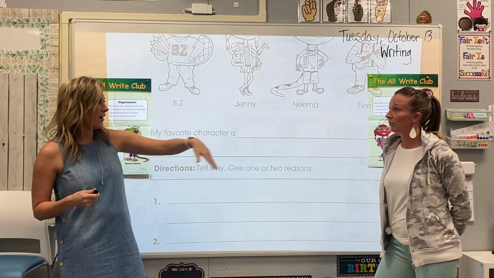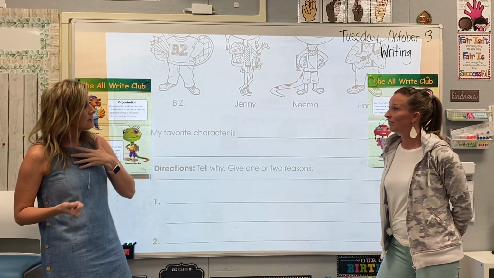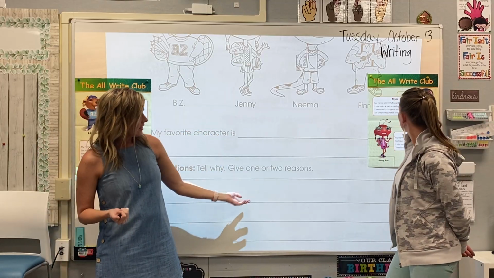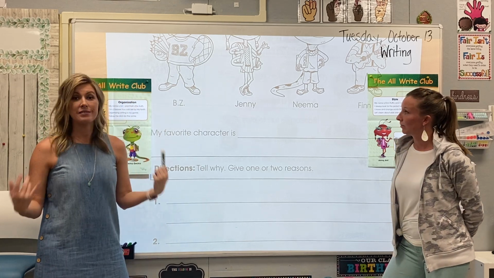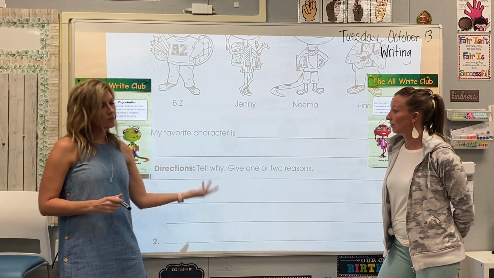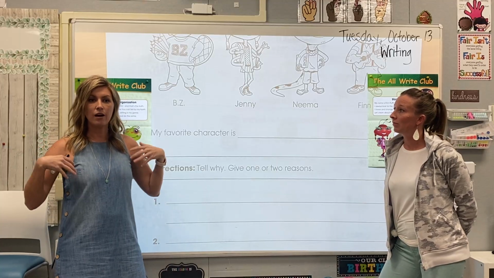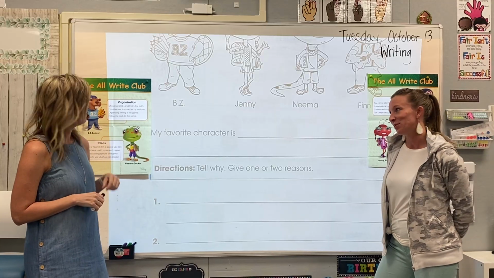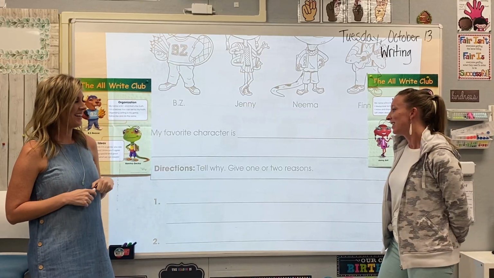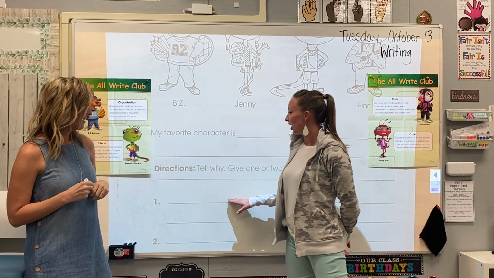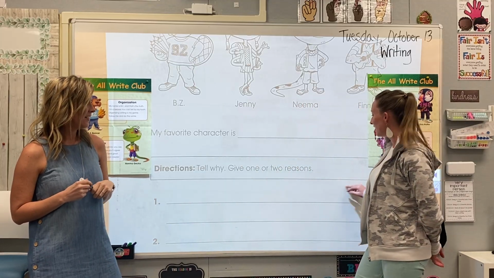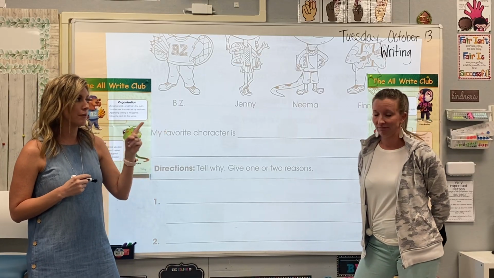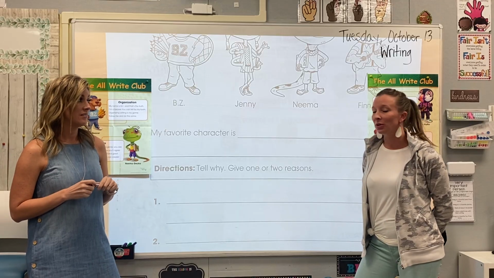And like we did in that other activity a couple weeks ago, I might say that my favorite character was Finn Puffin. One reason is because I like to be stylish. Another reason is because I like to add a lot of fun words to my writing. What would you say? I would definitely have to choose BZ. Yes. Beaver. That's an easy one for me. So I might write, my favorite character is BZ because he is super organized. And you would make sure that you had a capital letter and a period at the end. I sure would. Yeah. So complete sentences.